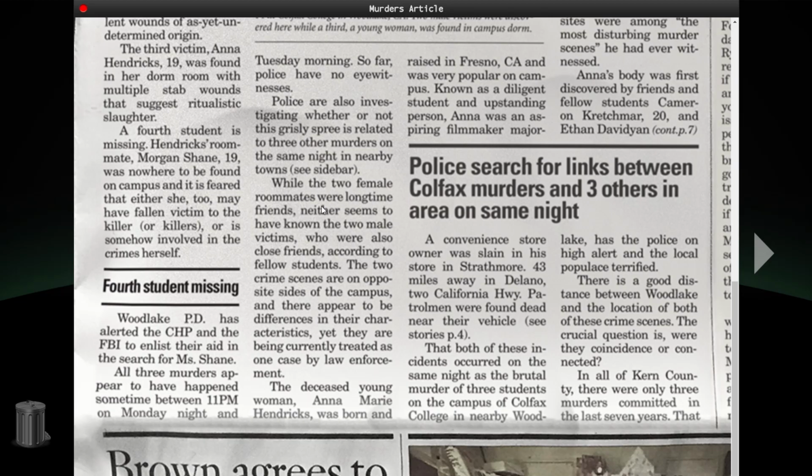While the two female roommates were longtime friends, neither seems to have known the two male victims, who were also close friends. According to fellow students, the two crime scenes are on opposite sides of the campus, and there appear to be differences in their characteristics, yet they are currently being treated as one case by law enforcement.